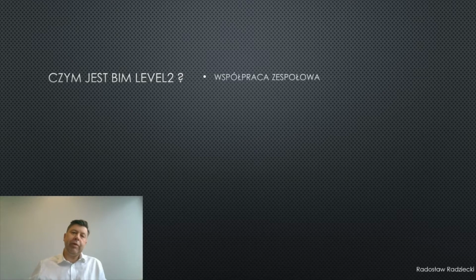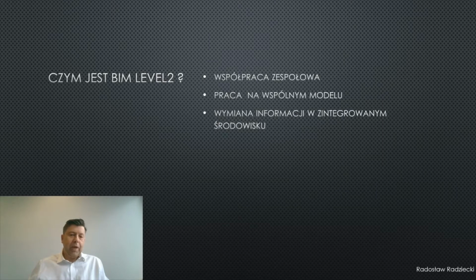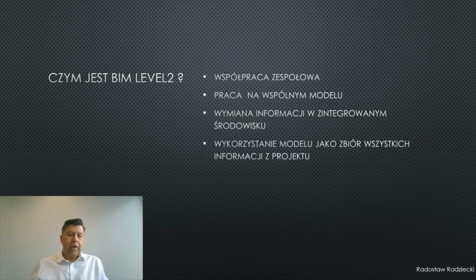What is BIM Level 2? BIM Level 2 is teamwork. It is a strictly defined exchange of information among the teams. The model is a central place where each designer can find the information necessary for them from other sub-industries. The best way to cooperate is using the same model. However, this requirement will be implemented by BIM Level 3.